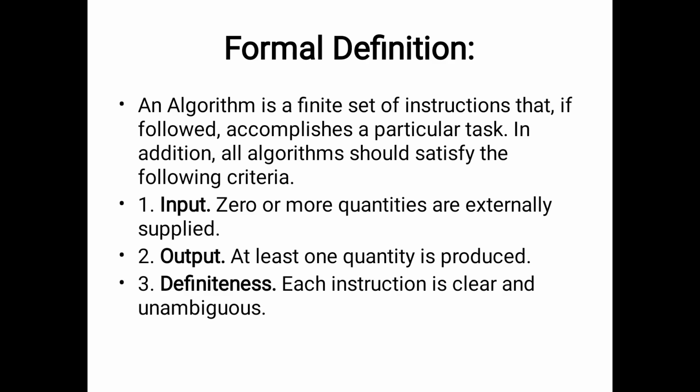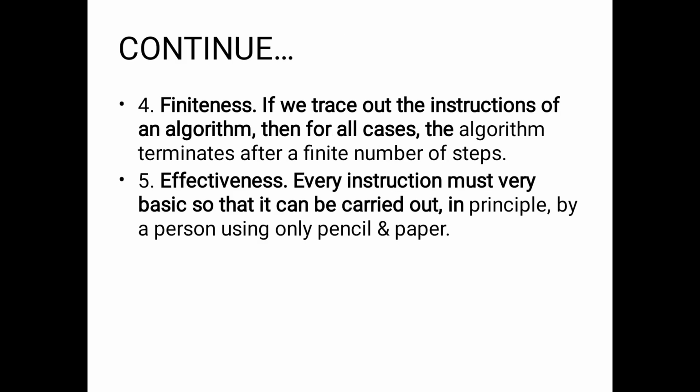Definiteness, another name is unambiguous. Here unambiguous means each instruction must be clear and understandable. Finiteness: the algorithm must terminate after a finite number of steps, in all cases. After a finite number of steps we end at the terminal. This is finiteness.